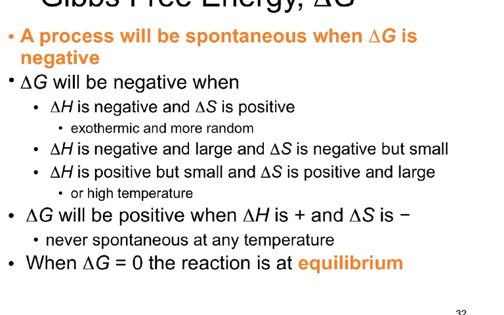Or if delta H is positive but small, so endothermic, and delta S is positive and large, or you're at a high temperature, you can also get a negative delta G. So that's our situation with an endothermic process, like ammonium nitrate dissolving would fall under that category. And delta G will be positive when delta H is positive, delta S is negative. It's never spontaneous at any temperature. And then when delta G is equal to 0, the reaction is at equilibrium. So you're not getting any change in chemical potential.